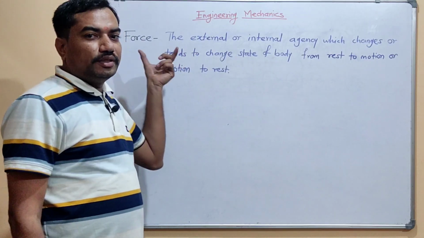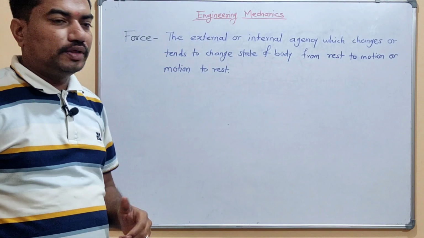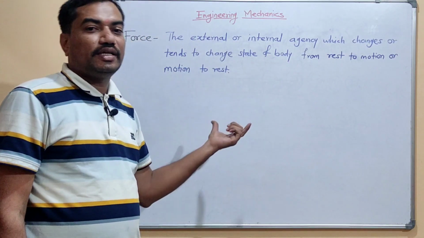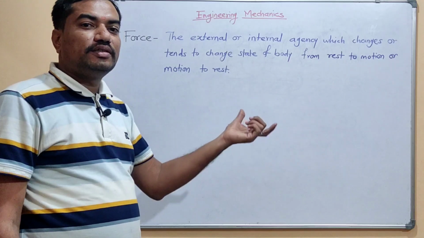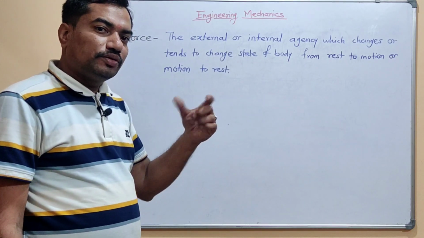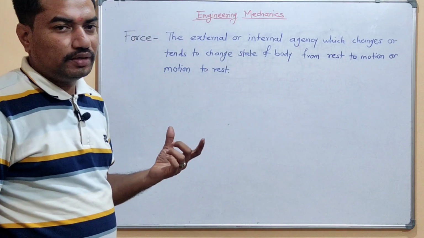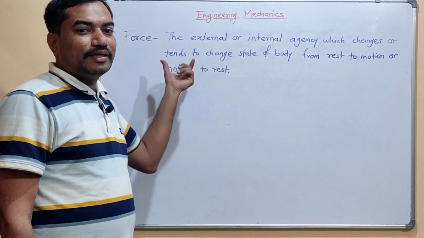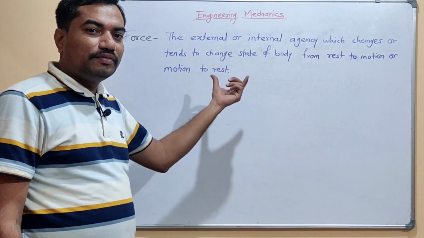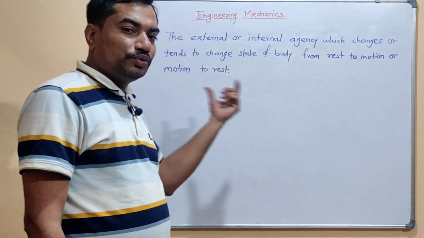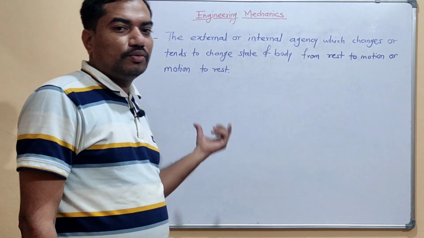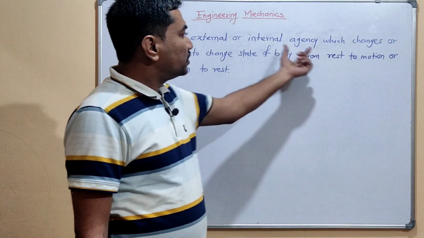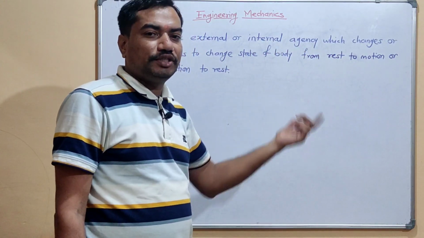So, the force definition is derived from Newton's first law, that is, a body will remain at rest or in motion unless and until an external agency is applied on it. So from this first law of Newton, the definition of force is given. It is the external or internal agent acting on the body which tends to change or changes the state of the body from rest to motion or motion to rest. So tends to means it tries to change or it may change.